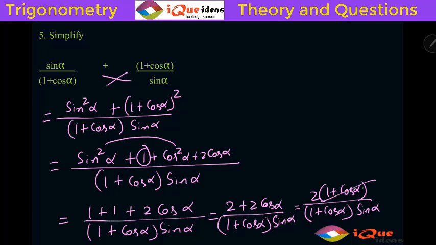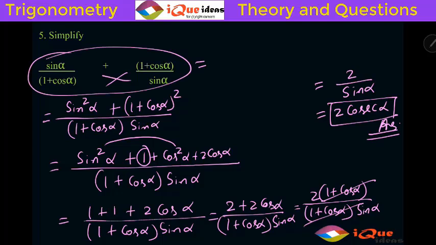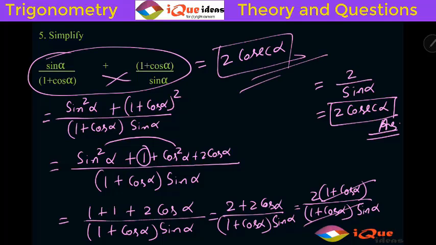So what will happen? 1 plus cos alpha will get cancelled, and the final answer will be 2 divided by sin alpha. Now it is sin alpha in denominator. If it goes in numerator it will become cosec alpha. So 2 cosec alpha is the final simplified form of this expression. So this expression is equal to 2 cosec alpha. Right? So this is the answer of this question.